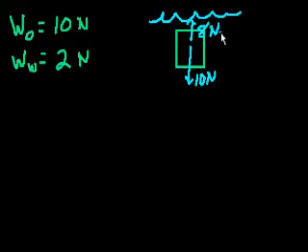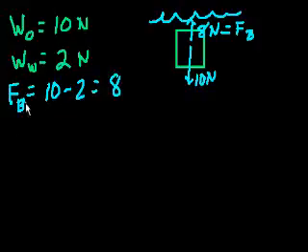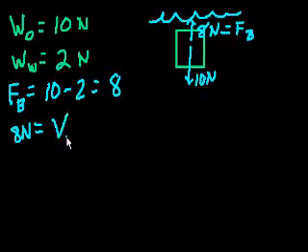And that's the buoyant force that we learned about in the previous video, and the video about Archimedes' principle. This is the buoyant force. So the buoyant force is equal to 10 minus 2, which is equal to 8. That's how much the water's pushing up. And what is that also equal to? That equals the weight of the water displaced. So 8 newtons is equal to the weight of water displaced. And what is the weight of the water displaced? That's the volume of the water displaced times the density of water times gravity, right?